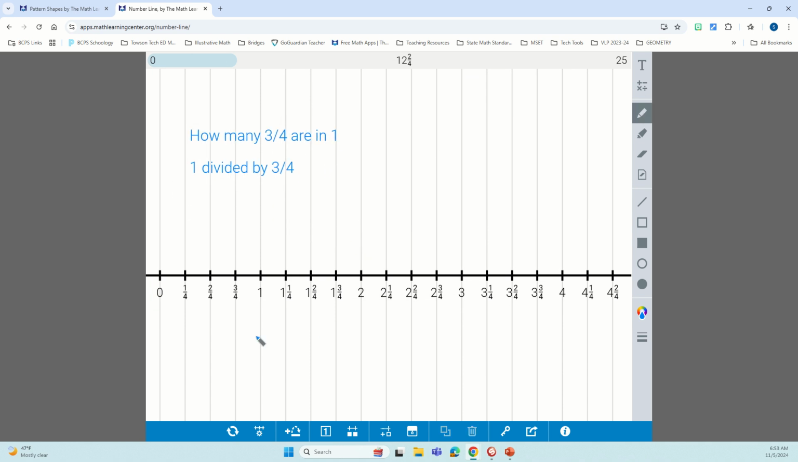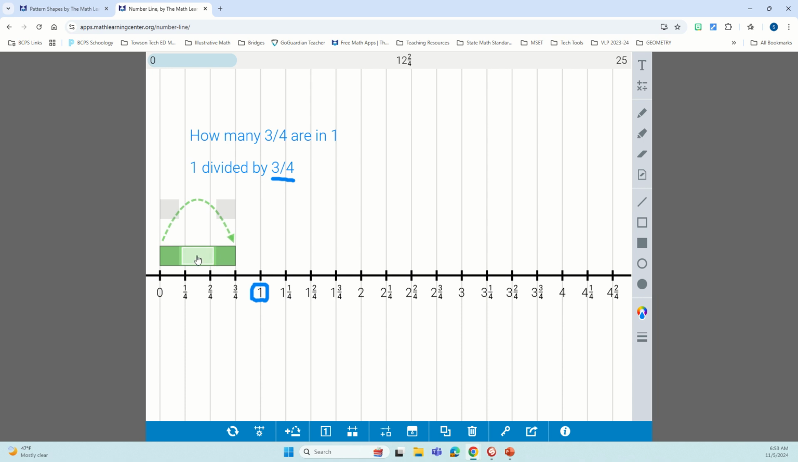And I'm going to use my marker and I'm going to find 1. Okay, so this is where I need to go. This is my whole 1. And I want to see how many 3/4 are there in 1. Watch how cool this is. All right, so there's this little line hopper down here, and this bar can be adjusted. So I am going to adjust it to be the width of 3/4.